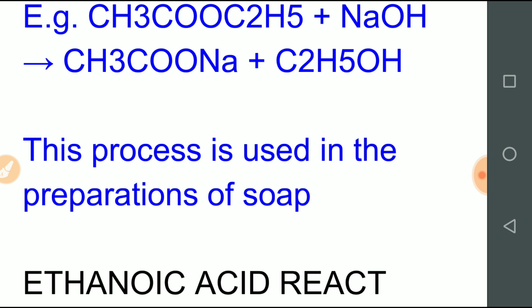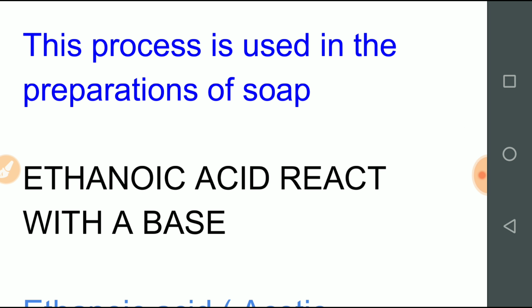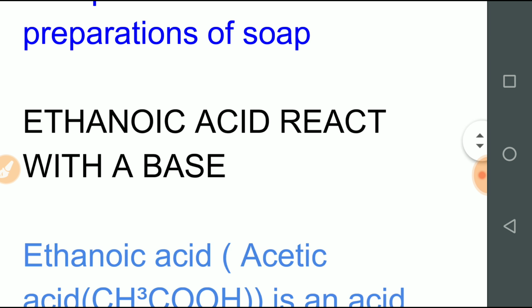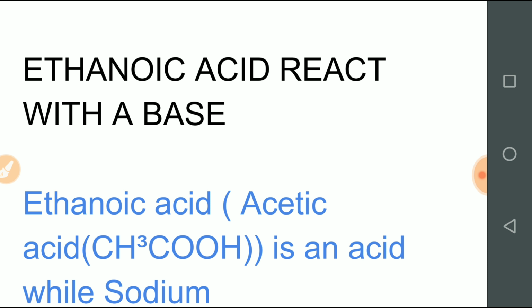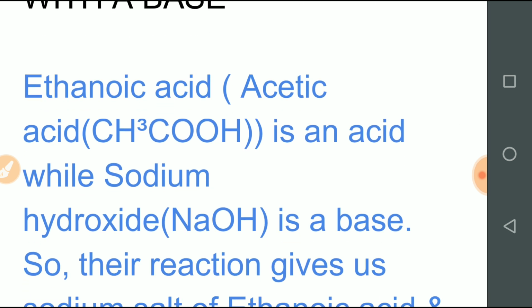Now let us discuss one more concept, that is, ethanoic acid reacting with carbonate and also with a base. Let us discuss in detail how ethanoic acid reacts with a base. Dear friend, ethanoic acid, that is acetic acid, CH3COOH, is an acid, while sodium hydroxide, NaOH, is a base. I think it is well known. Ethanoic acid is one of the acids, and sodium hydroxide is one of the bases.